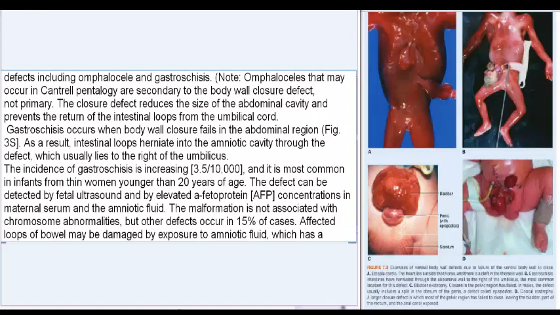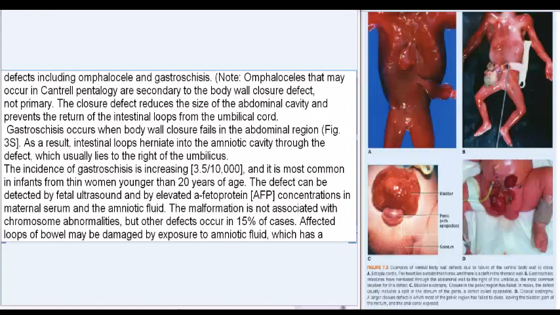The closure defect reduces the size of the abdominal cavity and prevents the return of the intestinal loops from the umbilical cord. Gastroschisis occurs when body wall closure fails in the abdominal region, Fig. 3b. As a result, intestinal loops herniate into the amniotic cavity through the defect, which usually lies to the right of the umbilicus. The incidence of gastroschisis is increasing.